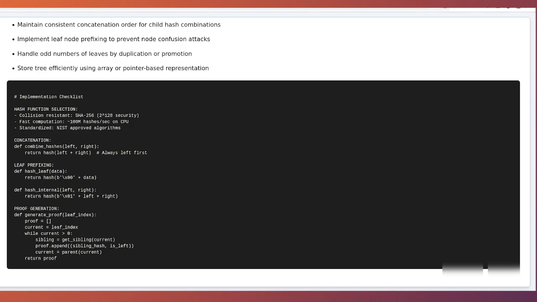Generating Merkle proofs requires tracking the path from a leaf to the root and collecting sibling hashes at each level. The proof must also include information about whether each sibling is a left or right child, as this affects the concatenation order during verification. These implementation details might seem minor, but getting them wrong can lead to security vulnerabilities or incompatibility with other systems. Following established patterns and thoroughly testing edge cases is essential.